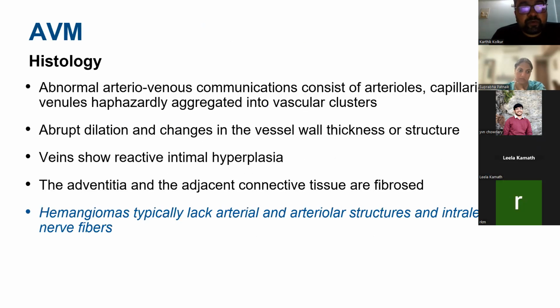So in histology also, in AV malformation, you can see abnormal arteriovenous communications of the arterioles and capillary venules aggregated in vascular clusters. You can see abrupt dilatation and changes in vessel wall thickening. In veins, you can see reactive intimal hyperplasia, and the adventitia and the adjacent connective tissues are fibrosed. We have to differentiate hemangiomas from AV malformation. Hemangiomas typically lack arterial and arteriolar structures and intralesional nerve fibers, compared to AV malformation, which has arterial and arteriolar structures, and there is a communication present between the two.